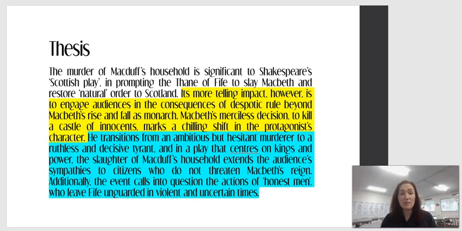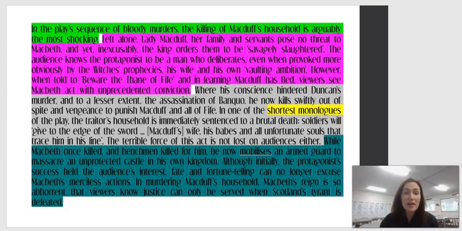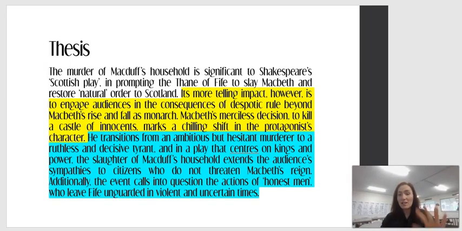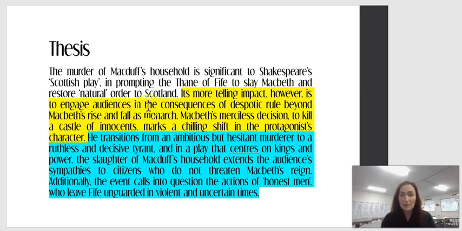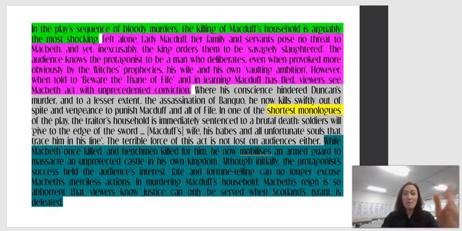I'm just looking at the first paragraph, so let's look at their first paragraph. Now, the first paragraph always must be like a mini thesis. It must be a section of your thesis, some part of it that you are going to elaborate on. So in this one, we see in the plain sequence of murder, the killing of arguably is the most shocking. So this is linking to the part where it says a chilling shift. Okay, so we see a clear connection. That's the thesis. This is the paragraph about the chilling shift, okay?